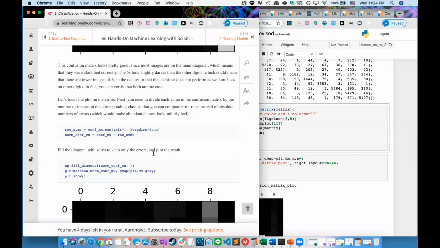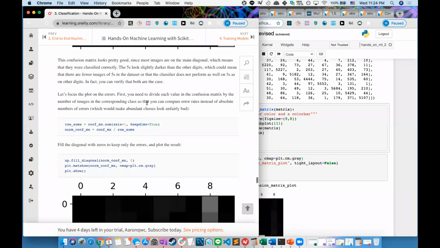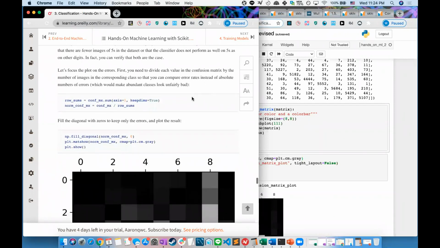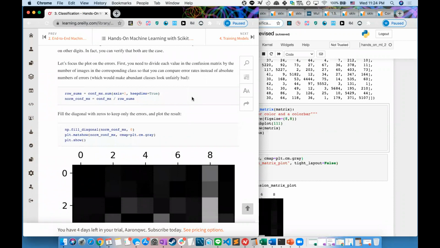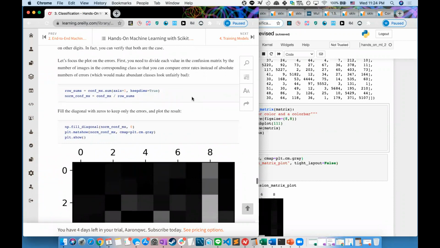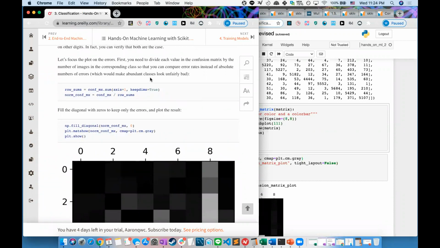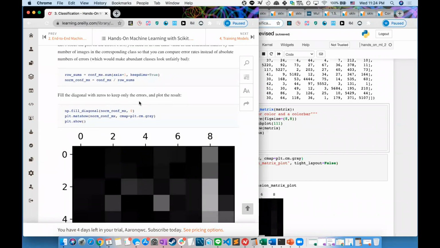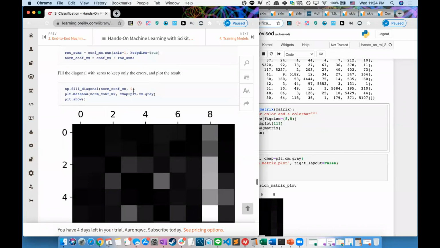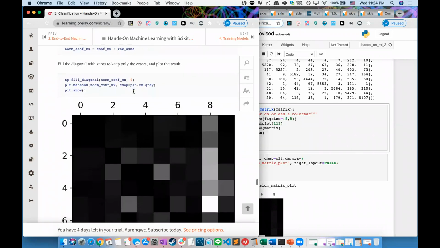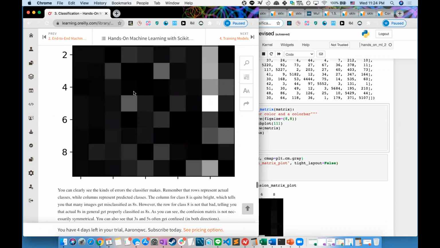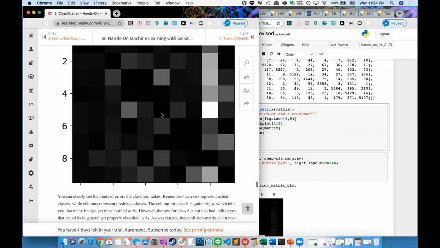Let's focus the plot on the errors. First, you need to divide each value in the confusion matrix by the number of images in the corresponding class so that you can compare error rates instead of absolute number of errors, which would make abundant classes look unfairly bad. Fill the diagonal with zeros to keep only the errors and plot the results. And you can clearly see the kinds of errors the classifier makes.